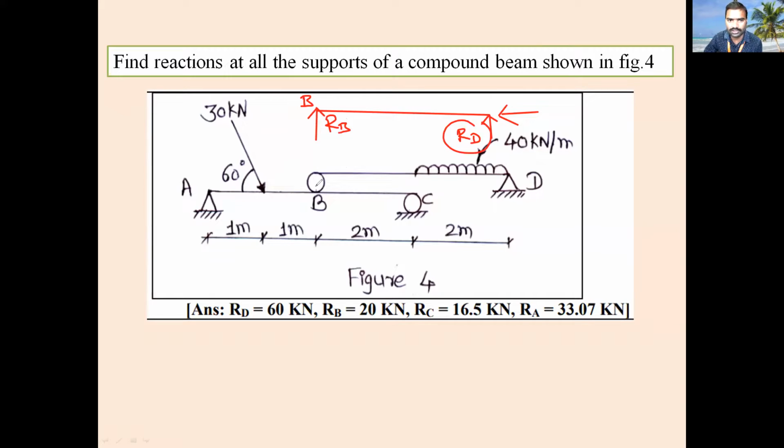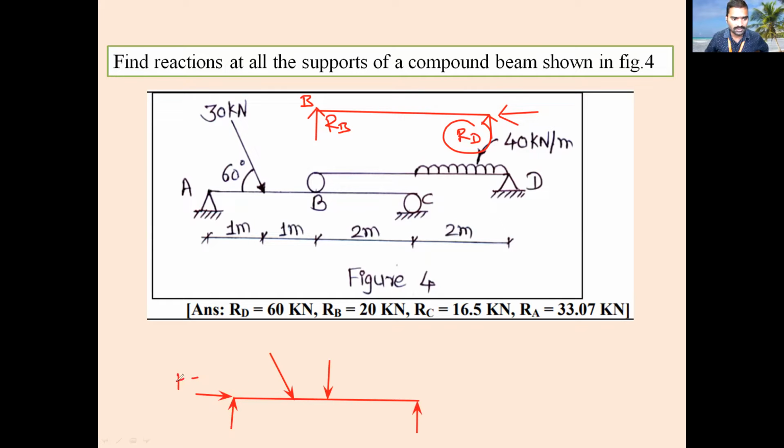Once RB is found out, what to do next? You will consider the free body diagram of AC. So second you will consider AC. In AC, which forces are acting? One is the 30 kilonewton force. Next, after 1 meter, this RB is also acting. Afterwards, at C, which type of support is it? Roller support, one reaction. At A, there are two reactions.